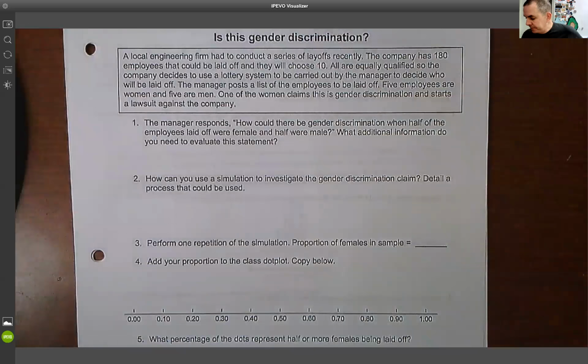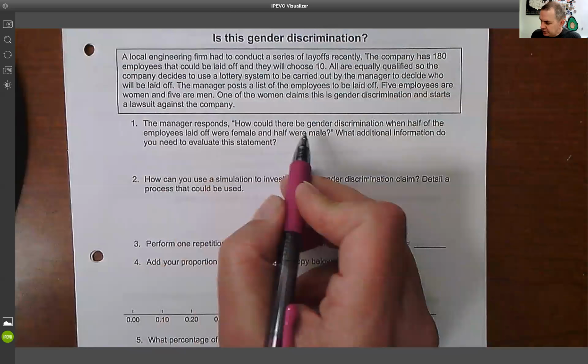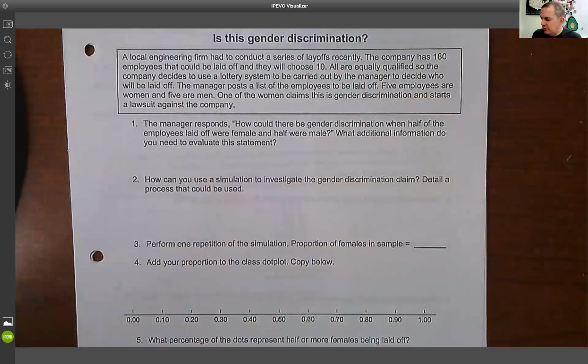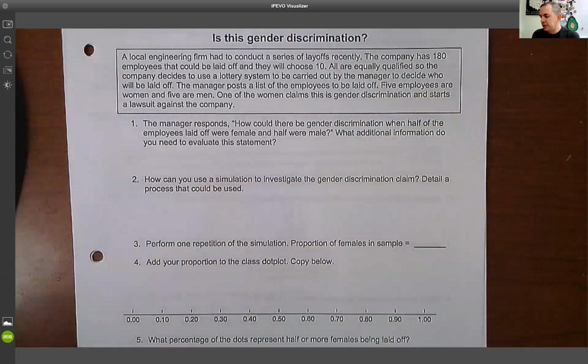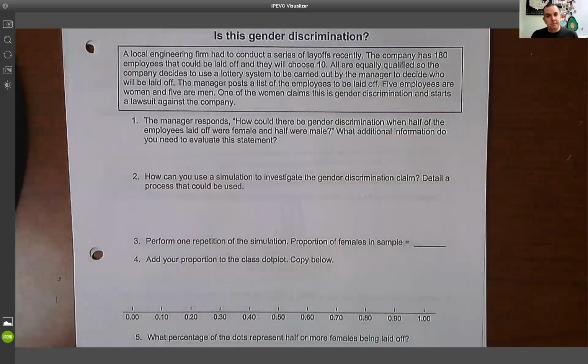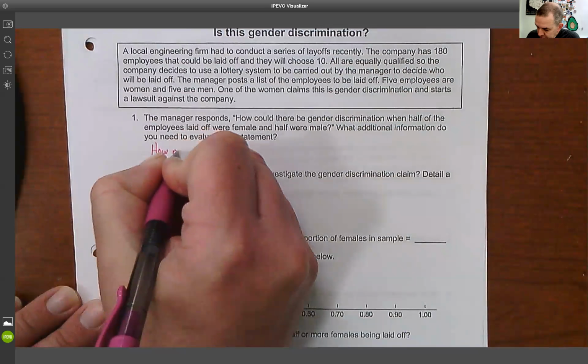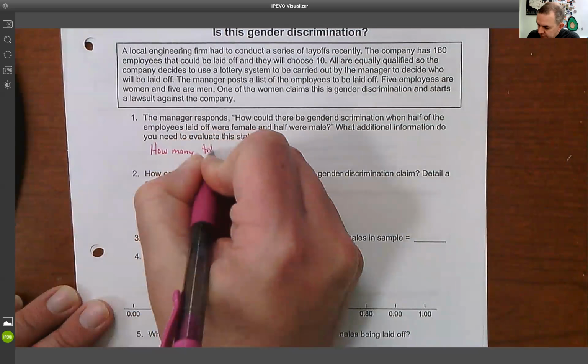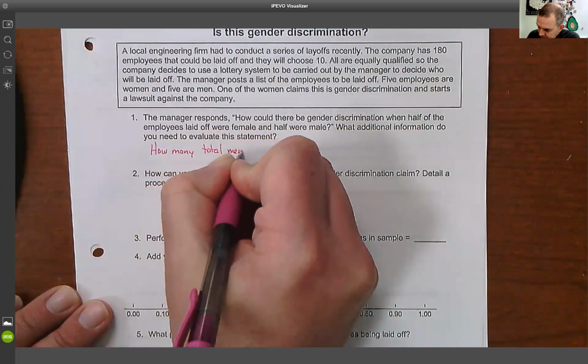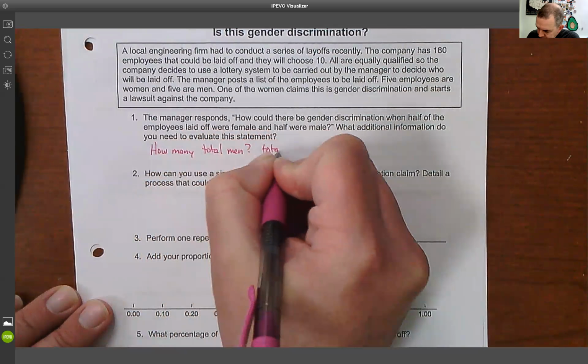So how could there be gender discrimination when half of the employees laid off were female and half were male? What additional information would we need to evaluate the situation? Well, as we discussed in class and people came up with, we need to know how many total men and women there are. How many total men? How many total women?